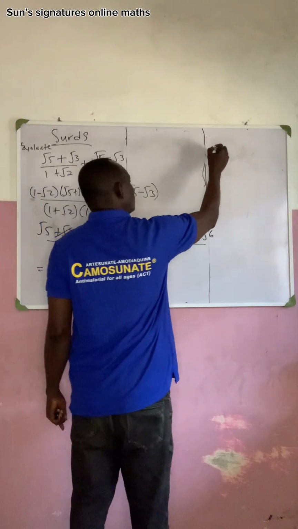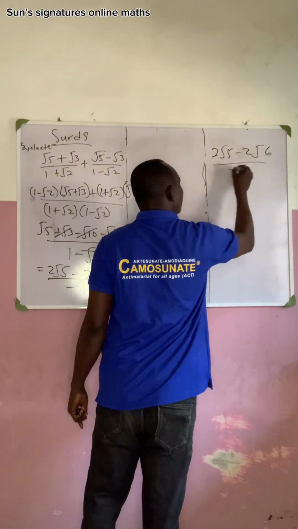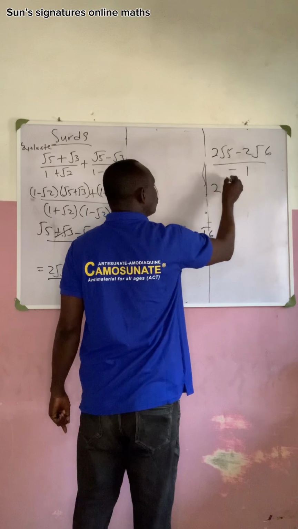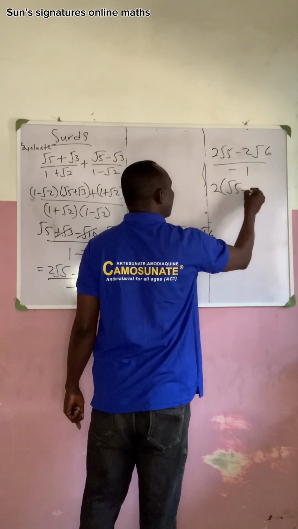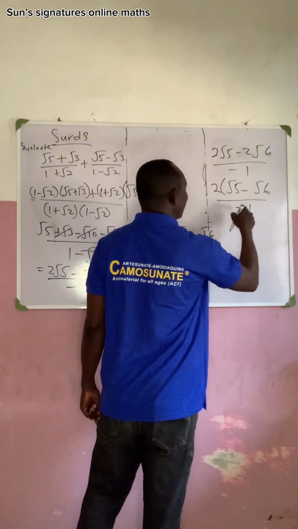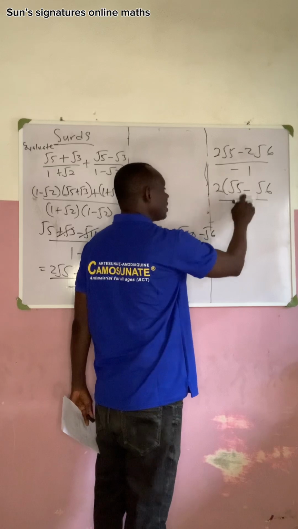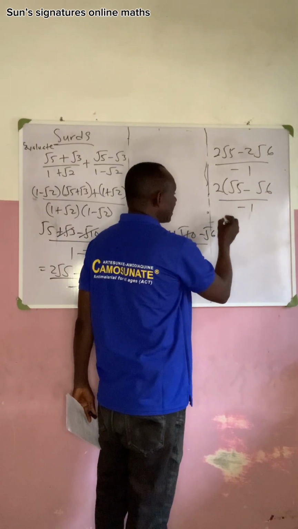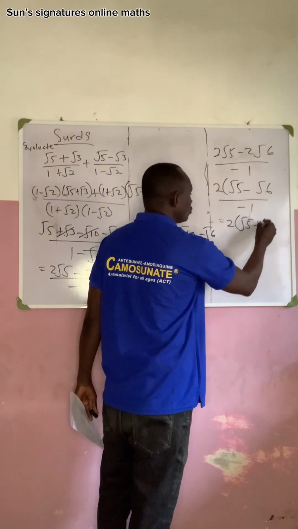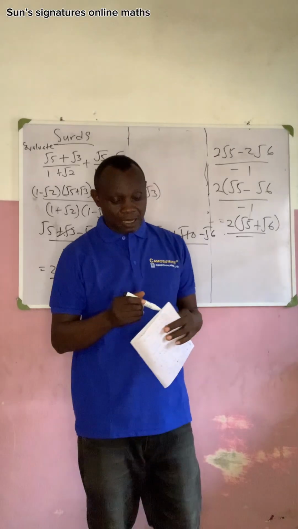Now, let us take it like this: 2 root of 5 minus 2 root of 6 all over minus 1. I can factor out 2 in the numerator. So I can have 2 into root of 5 minus root of 6 all over minus 1. Now, this minus 1 will affect this negative sign. So invariably it will cancel out. So my final answer will become 2 into root of 5 plus root of 6. This becomes my final answer.